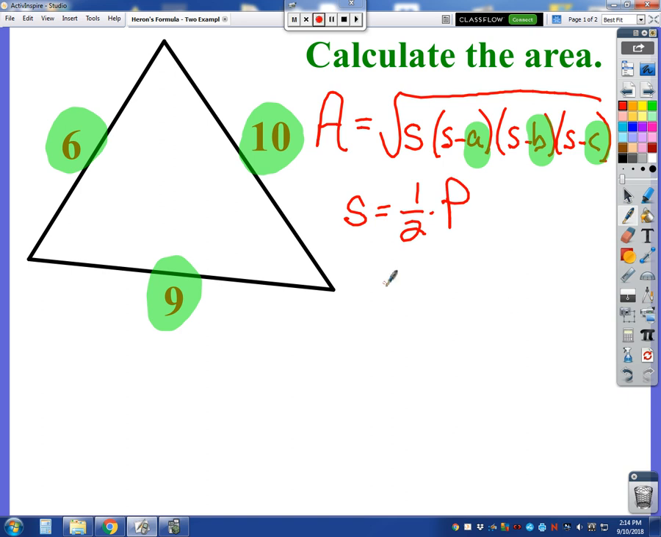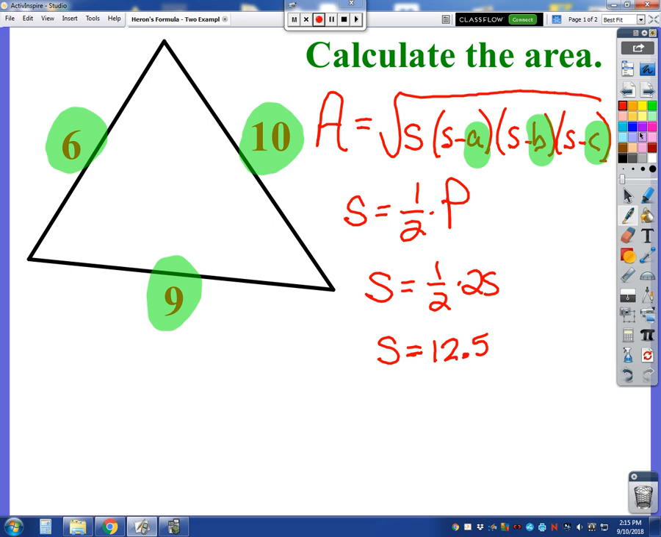Okay, so to do this problem, what is the perimeter? What is the distance around? So 6 plus 9 is 15, plus 10 more makes 25. So we get a semi-perimeter, which is what S really represents here, of 12.5. Sometimes, if your perimeter is even, your semi-perimeter will be a whole number. And if your perimeter is odd, like 25, then the semi-perimeter is going to be a decimal, something point 5.